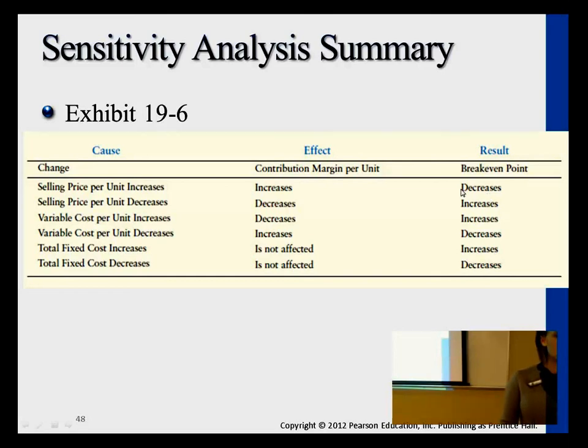So what I want you to notice here is that the effect on contribution margin per unit is opposite to the result for the break-even point. So it's an inverse relationship between the contribution margin per unit and the break-even point. The same goes for the variable cost per unit and for the total fixed cost. Okay? It's again the inverse relationship.